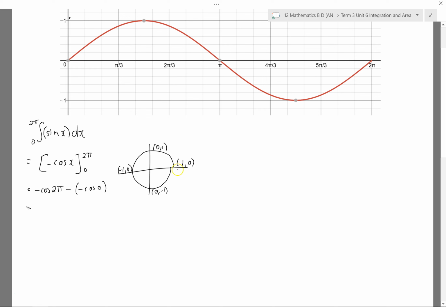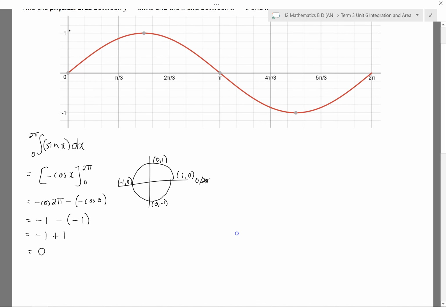Cosine 2 pi, so here's 0 or 2 pi, looking for the x coordinate, which is 1, so minus 1, and then minus, what's cosine 0? Oh, that's 1 as well. We get minus 1 plus 1. I get an area of 0. What is going on there?